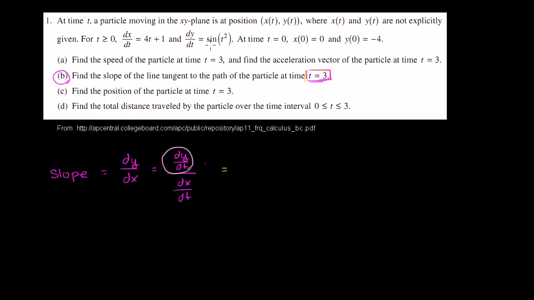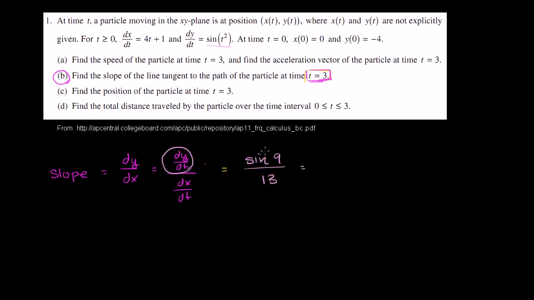So dy/dt at time equals 3. Well, this is dy/dt right over here. It's just going to be sine of 3 squared, or sine of 9. And dx/dt at time 3, they tell us what dx/dt is as a function of time. 4 times 3 plus 1, well, that's 13. That is equal to 13.